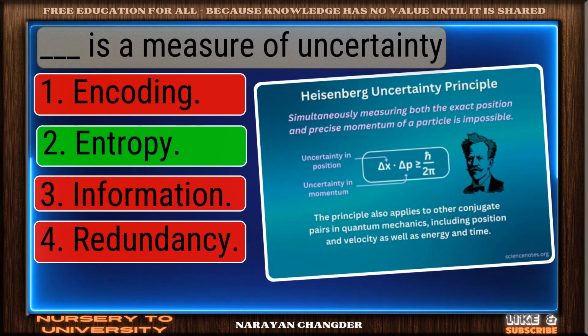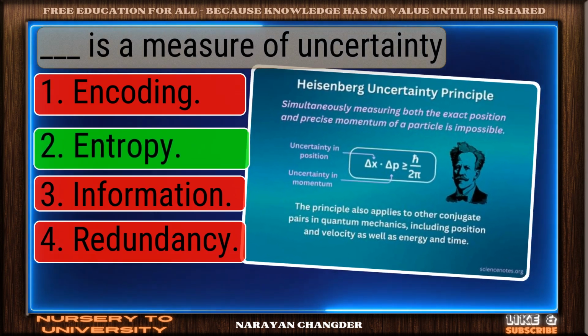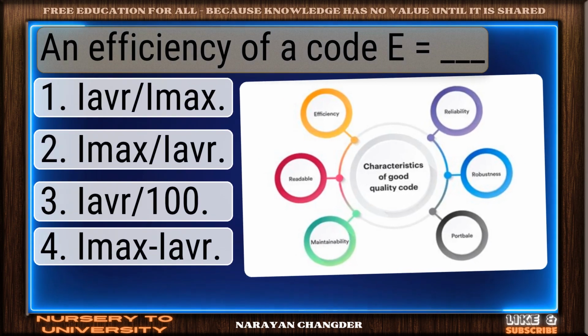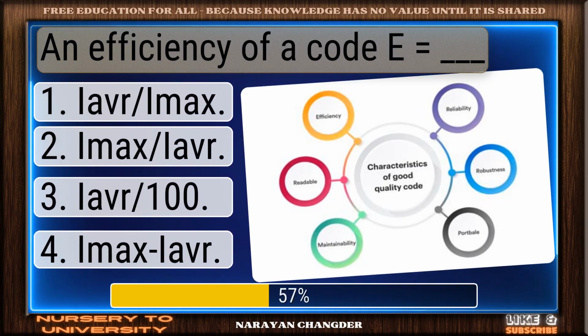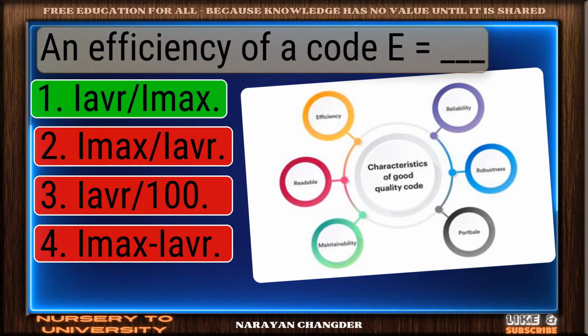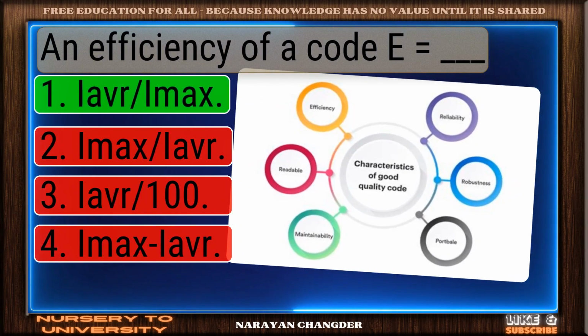Perfect. Entropy is the correct choice. An efficiency of a code E equals dash. Nice selection. R over R max is the correct and valid answer.